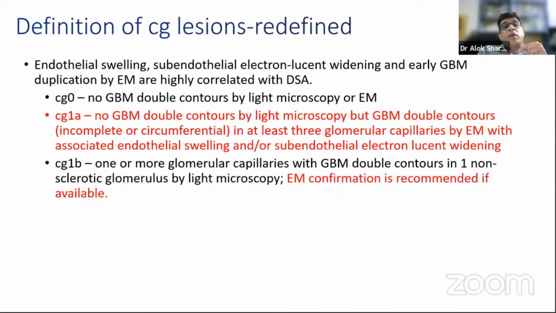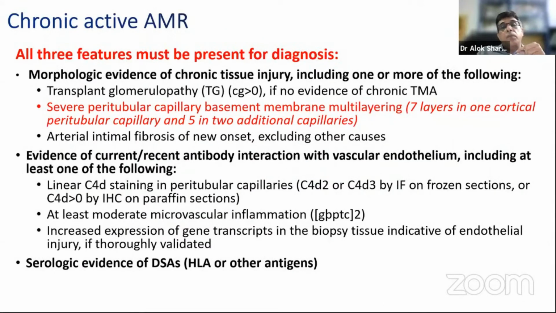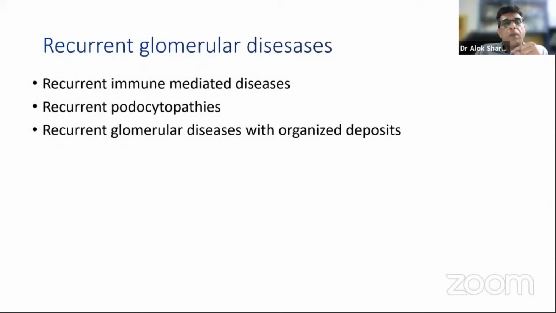And this led to the creation of a new cg1a definition, where you do not see any GBM reduplication by LM, but you can see it by electron microscopy. A classification of peritubular capillary basement membrane multilayering was also adopted in that. You need 7 layers in one PTC and 5 in an additional 2 to call it significant. And of course, in transplant, the recurrent glomerular diseases are diseases for which you need EM for diagnosis. If you need it in the native disease, you will also need it in the recurrent disease.